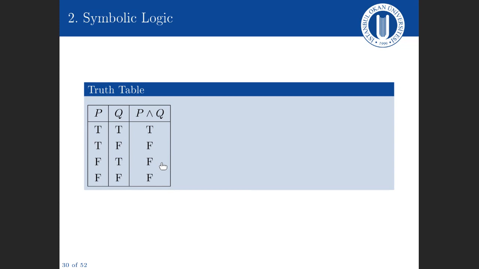Line 3, are both P and Q true? No, that's false. Line 4, are both P and Q true? No, so we write false.